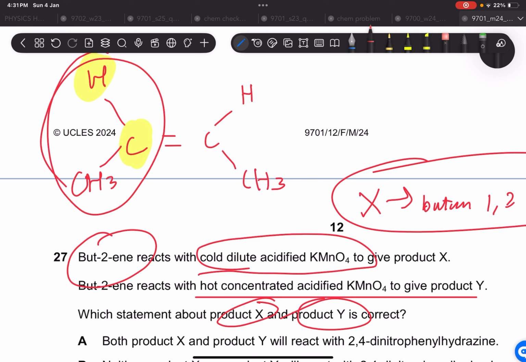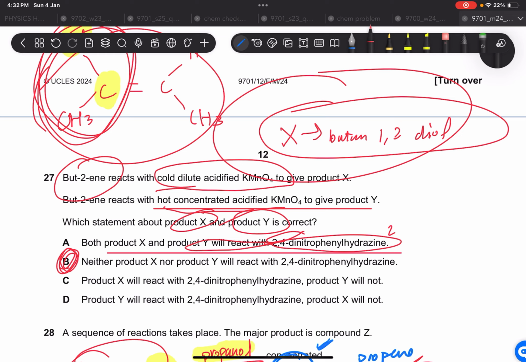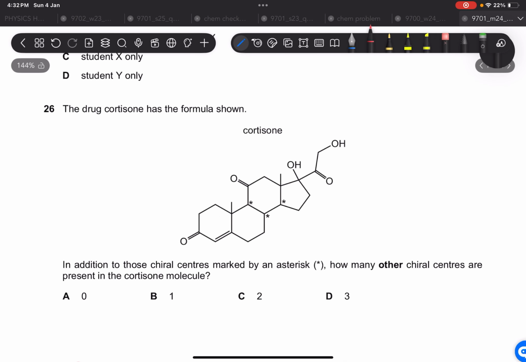So it's gonna form a carboxylic acid. This part is gonna be oxidized by the hot KMnO4 to a carboxylic acid, and the other part is also gonna form a carboxylic acid. So let's see, 2,4-DNPH. 2,4-DNPH is only going to react with aldehydes and ketones, and we don't have any aldehyde or ketone. Neither product X nor Y will react with 2,4-DNPH. Yeah, B is going to be correct, because acid and alcohol don't react with 2,4-DNPH. I don't read the next ones. I have full confidence in what I'm doing.